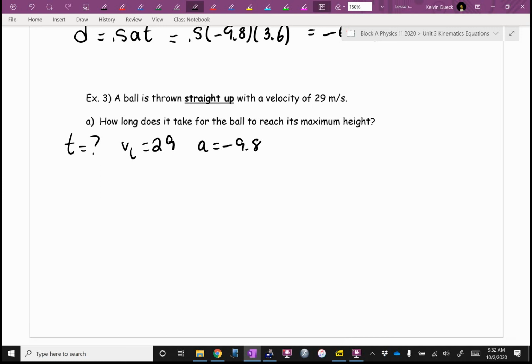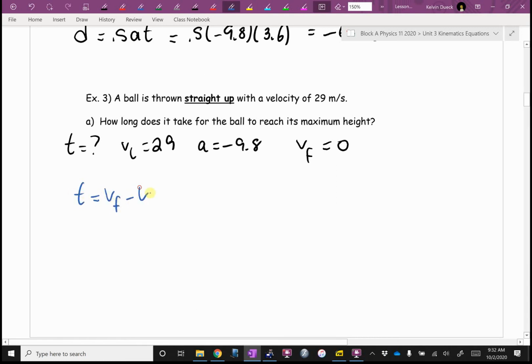So Ariana thought about this, and she realized that at the top, for a split second, right there, it comes to a stop, which means its velocity is what? Well played. I'm looking for an equation that has a T, a VI, and a VF in it. There is one. Can you get the T by itself, please?